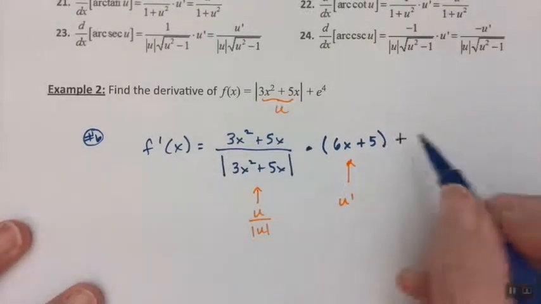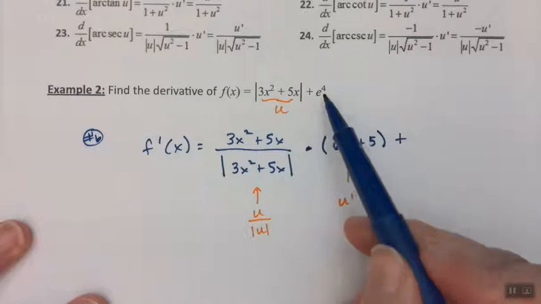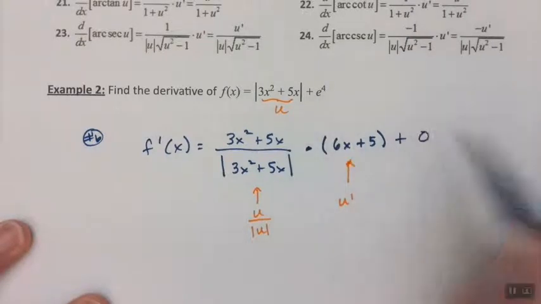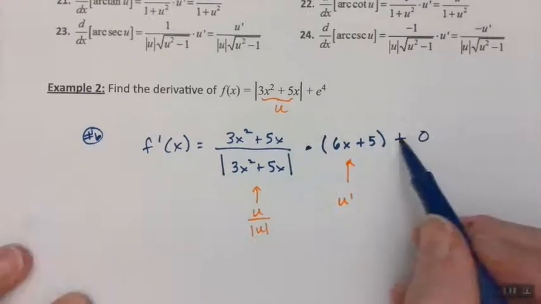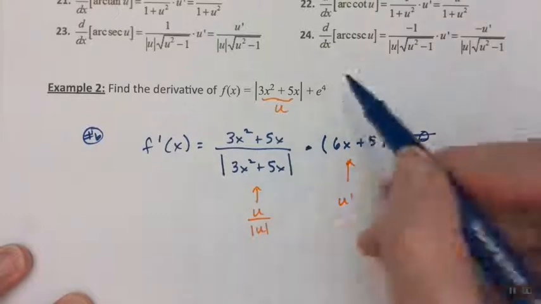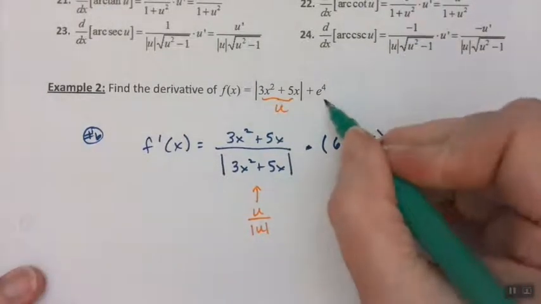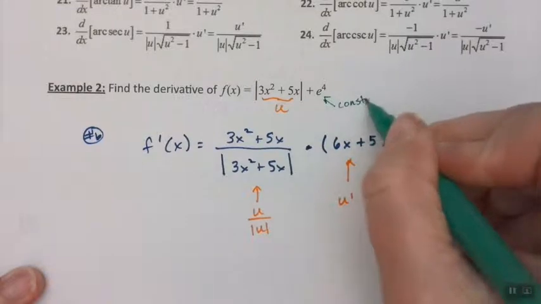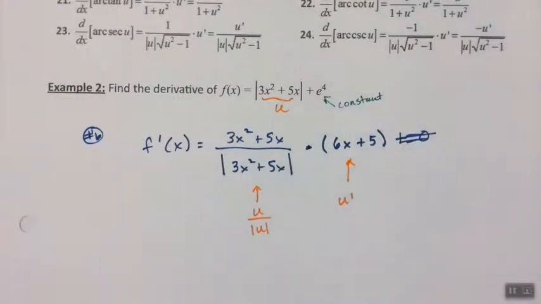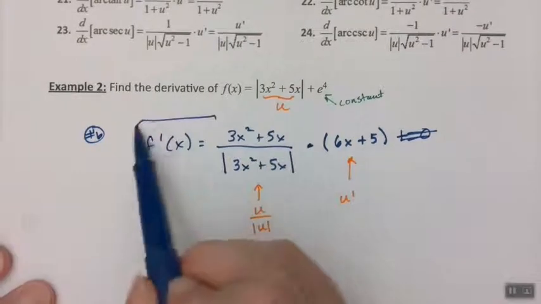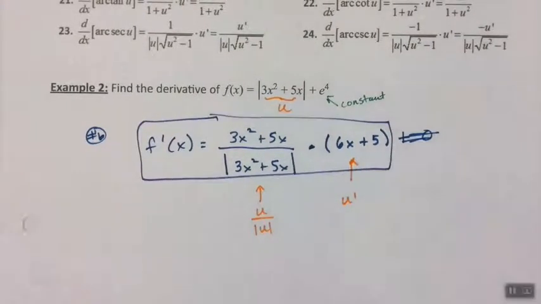Plus, trick question, 0, because e to the 4th is constant. So we actually don't need that at all. It's done. Right, that was a little trick to try to trap you. This is constant. Therefore, it doesn't have a derivative. Well, it does. The derivative is 0. And you're done right there. Just leave it, as ugly as that might be.